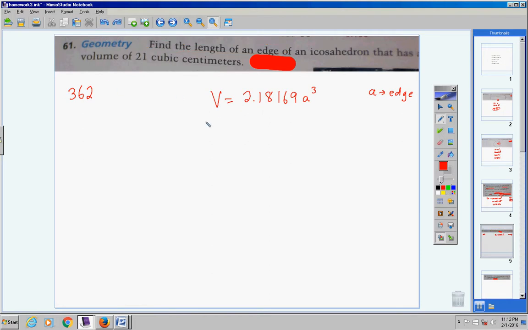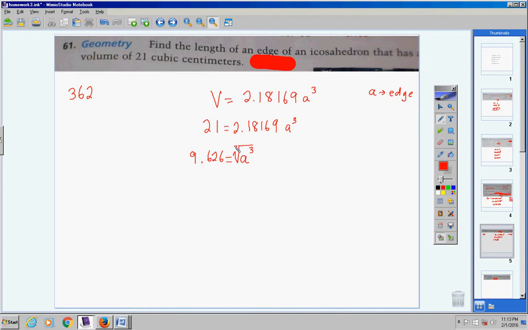So here we go. For V, I'm going to substitute 21. Now I'm going to solve for A, so I want to get A cubed by itself. I'm going to divide both sides by 2.18169. If I divide both sides by 2.18169, I'm left with A cubed over here. Over here I'm left with 9.626.